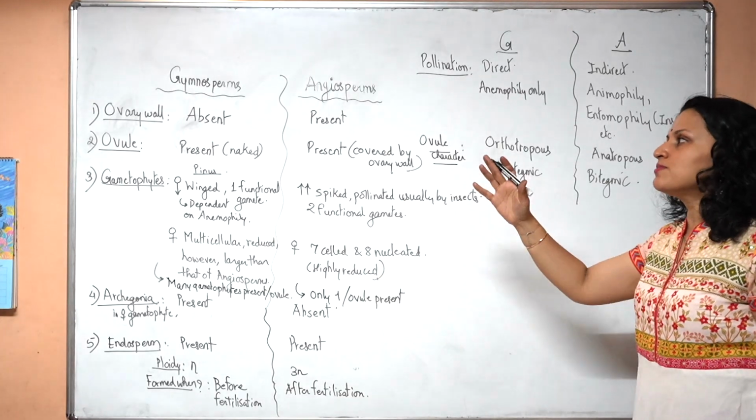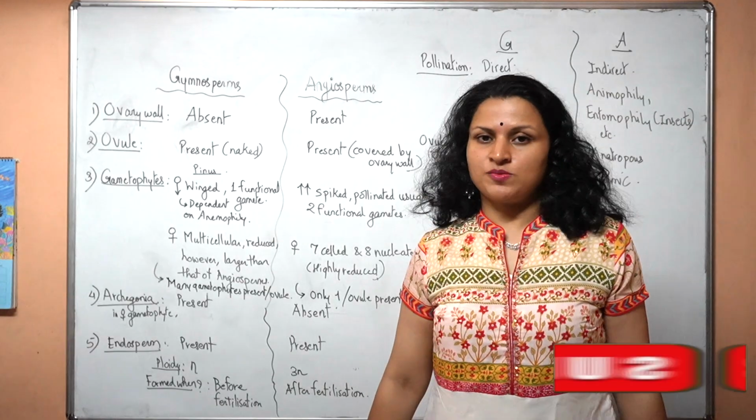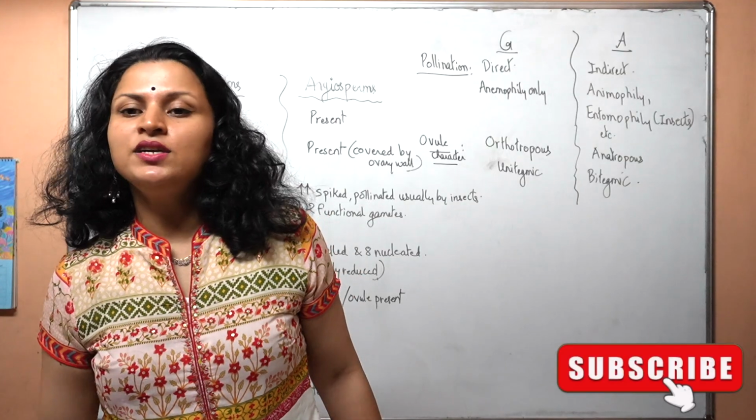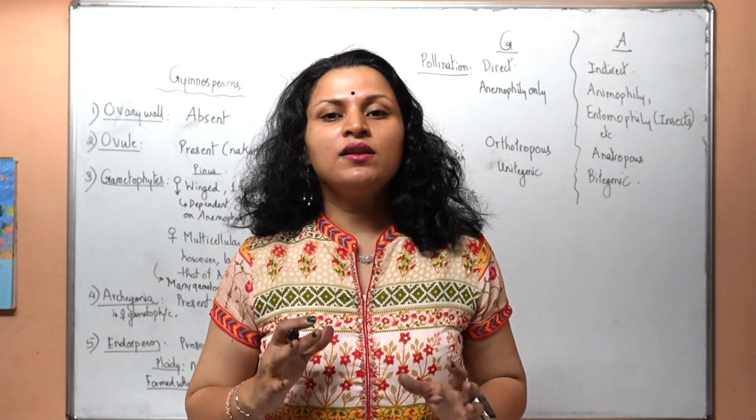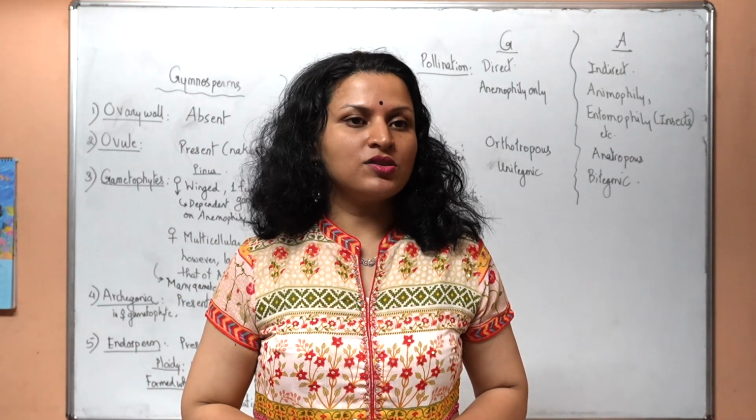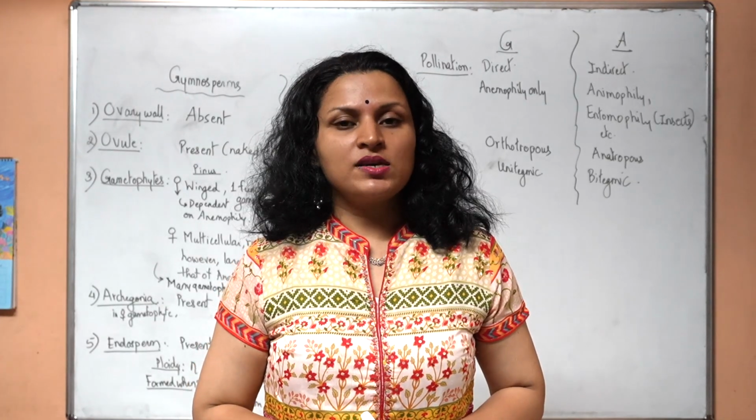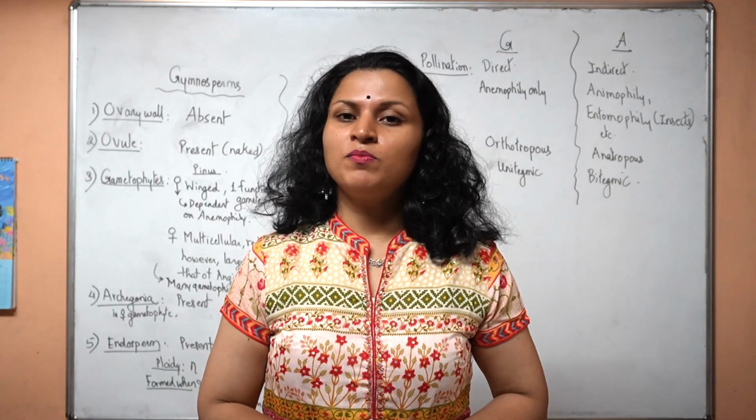So these are the differences between gymnosperms and angiosperms. And this is what you need to learn, a diplontic type of life cycle, as you have understood it, in case of angiosperms as well. So this was the story of the plant kingdom.